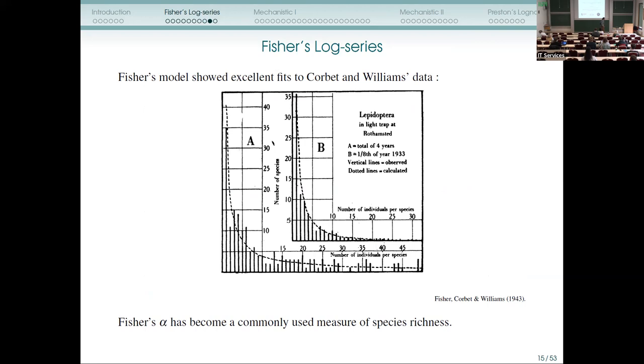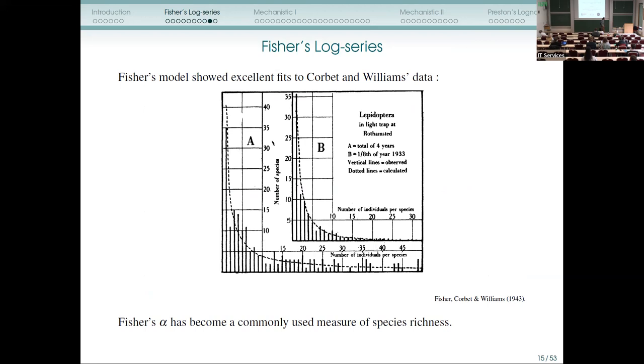And this is the plot of the butterfly data. This is Corbett's data from the light traps, plotted against Fisher's formula. So again, fortunately, I just took this right out of the paper, and they didn't have the good habit of putting labels on their axes back in the 1940s, apparently.